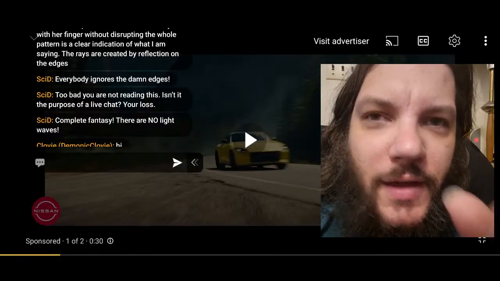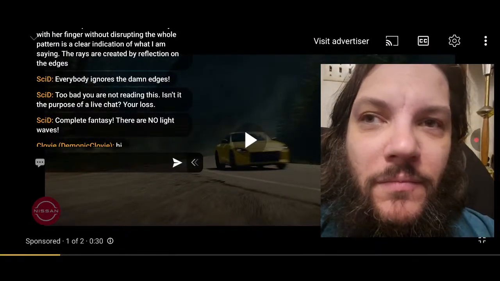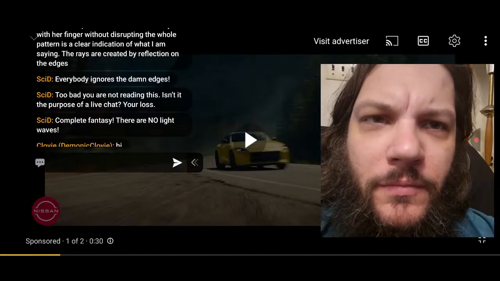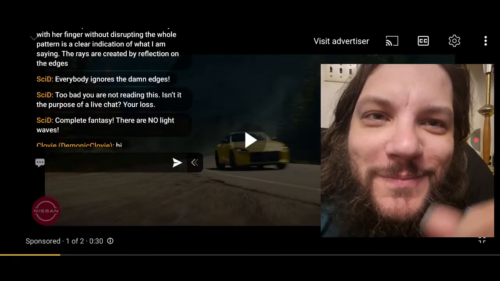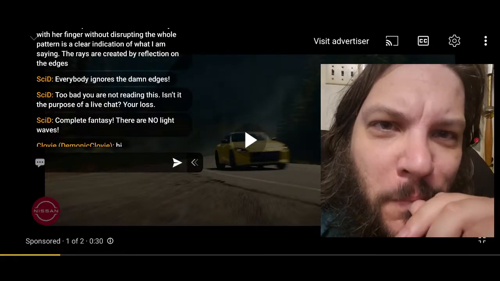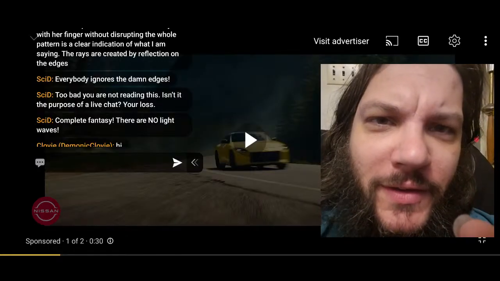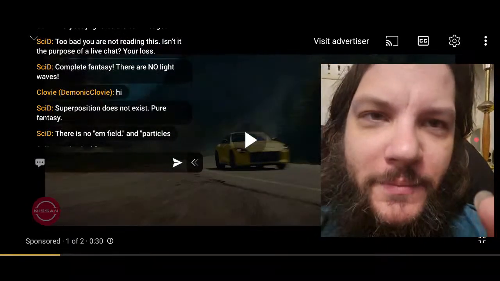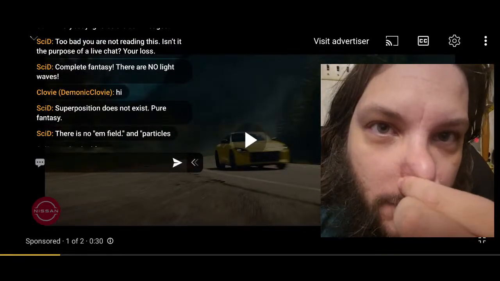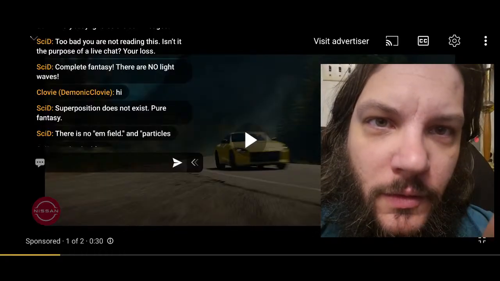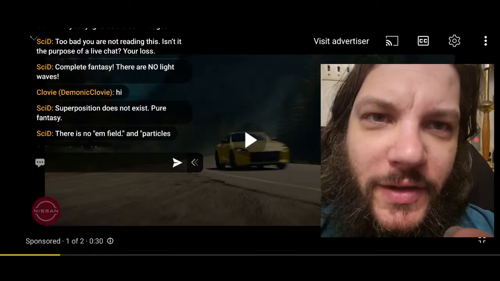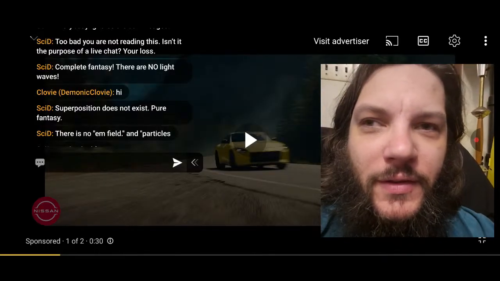Everybody ignores the damn edges. Yeah. Too bad you're not reading this. Complete fantasy, there is no light waves. Yeah. Hi. Hi, Chloe. Superposition does not exist. Pure fantasy.